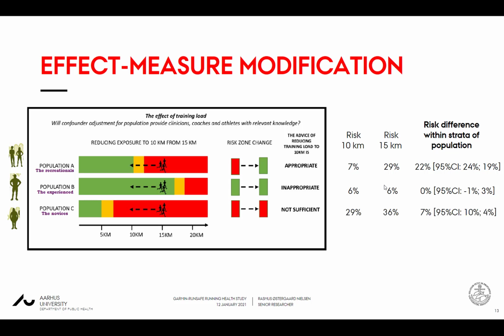And even though we see a 7 percentage point reduction from 36 to 29 in the novice population C, 29 is still rather high. So, is it really appropriate to recommend everyone to reduce? If we do so and use confounding, we assume the risk difference is similar. We assume that 22, 0 and 7 is identical, and it's not. So that's why we want to use effect measure modification instead. We want to analyze what works best for whom and under which circumstances.